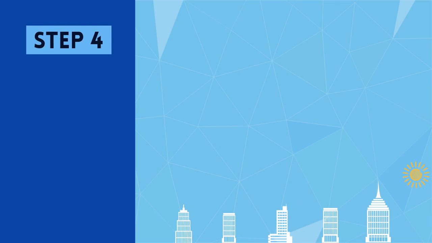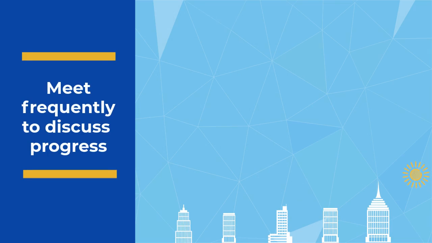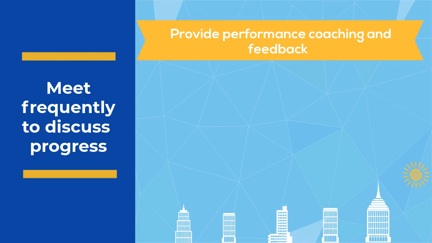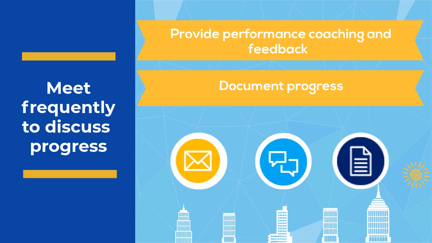Step 4 is to meet and document progress. During a PIP period, the supervisor and employee should meet frequently to discuss the employee's progress. Best practice is to meet on a weekly basis so that supervisors can provide regular performance coaching and feedback. The supervisor should document progress or continued performance deficiencies. Document progress against PIP requirements in an email, a written summary of verbal discussions, or a formal memo.